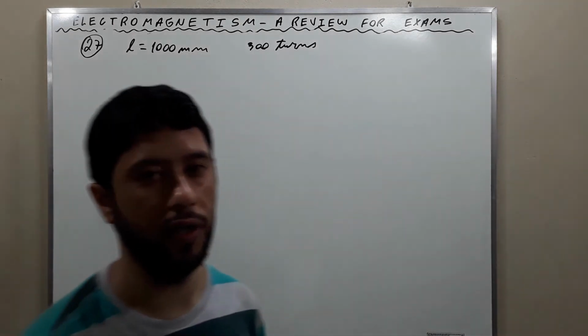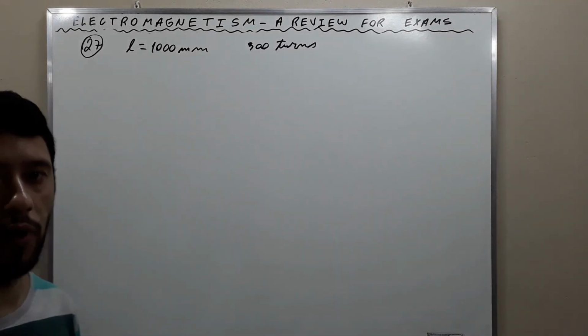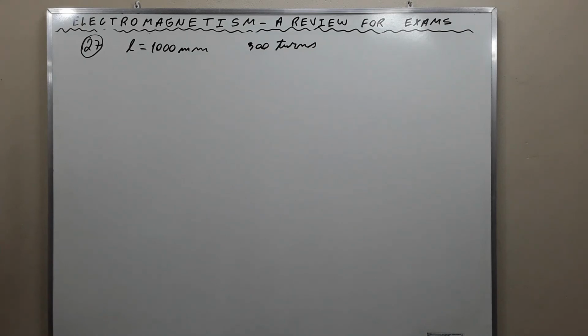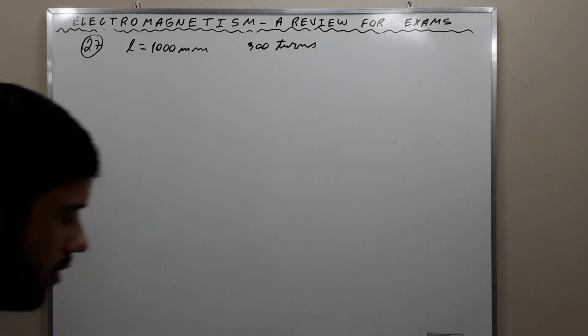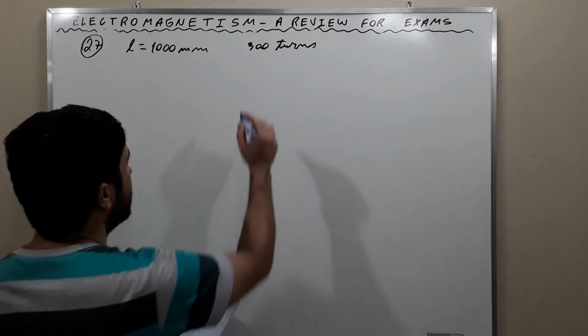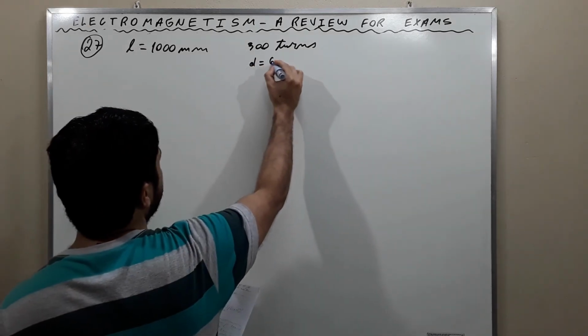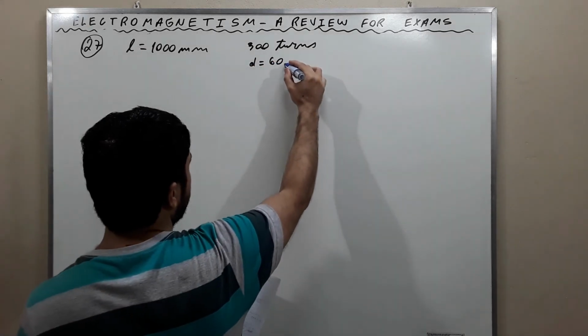To finish, let's go to a simple exercise. Exercise 27 wants us to calculate the inductance of a long solenoid of length 1000 millimeters wound uniformly with 300 turns on a cylindrical paper tube of 60 millimeters of diameter. So the diameter is 60 millimeters.